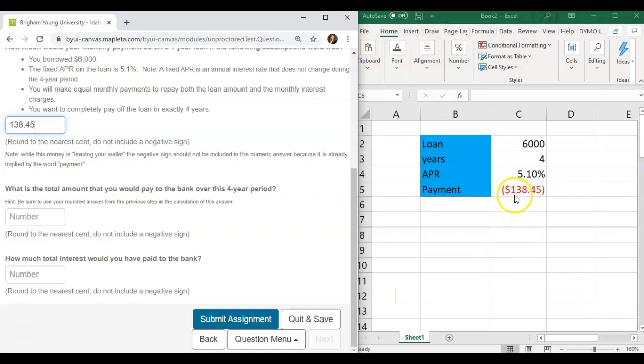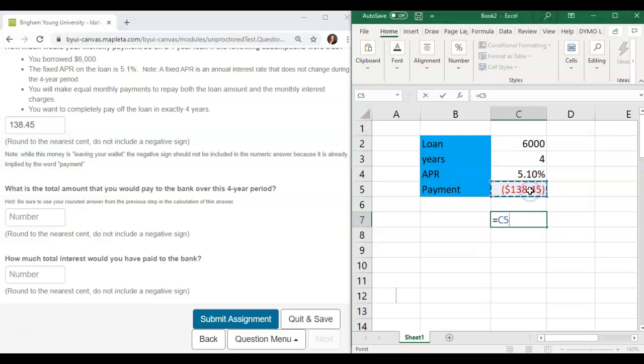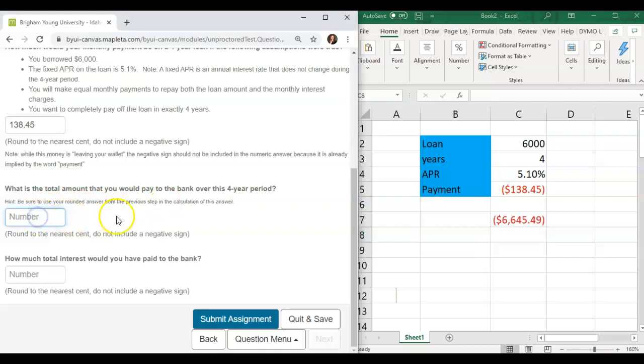Since I'm paying $138.45 every month for 4 years, to find that total amount, I take what I'm paying, times 12 months that I pay every year, and then times 4 years, which will tell me how much I end up paying for the entire period of the loan. So this is $6,645.49. Rounding to the nearest cent, and don't include the negative.